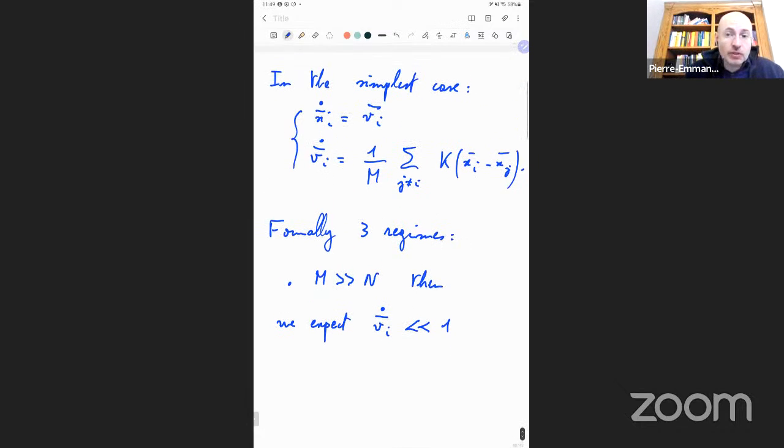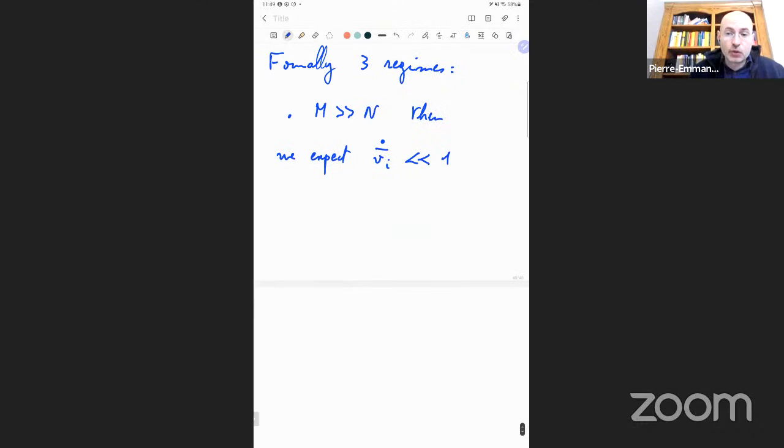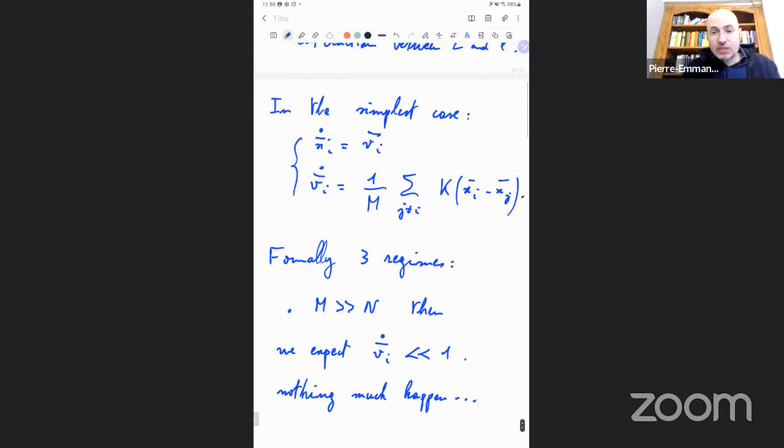And this is not a very interesting dynamics. It means that at those time scales, nothing much happened. And you would expect that this system is correctly approximated by having free transport, so just letting each particle evolve independently.